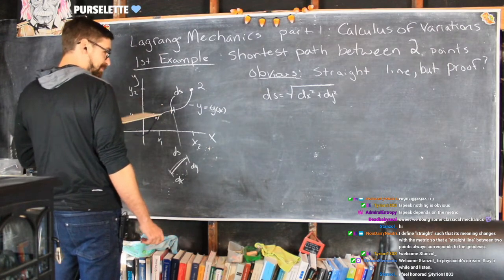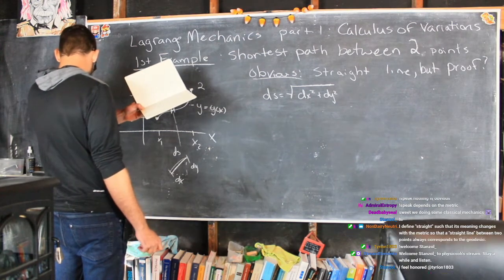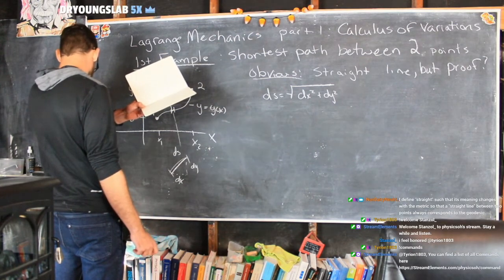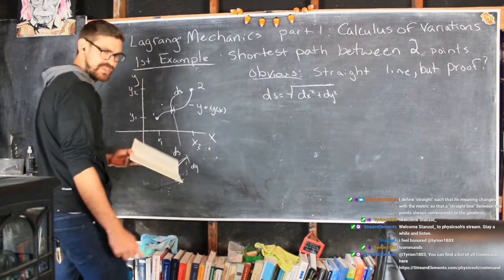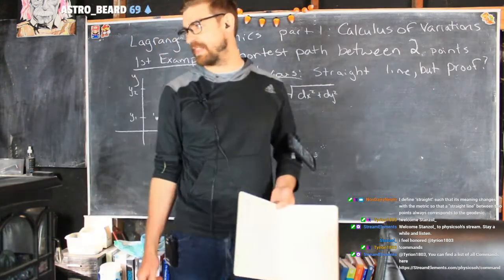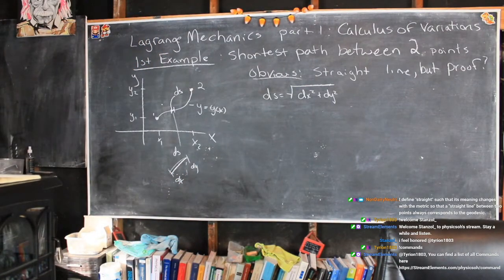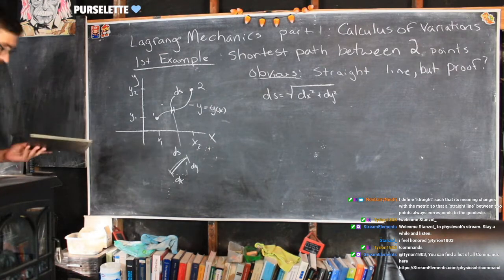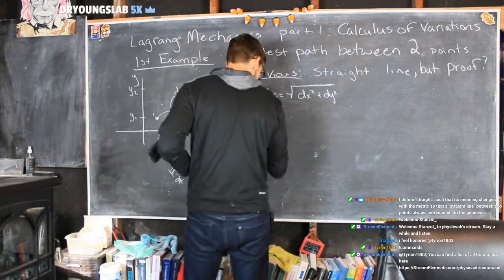we're going to have to build up some mathematics so that we can understand it. I define straight such as the meaning changes in the metric so that the straight line between 2 points always corresponds to the geodesic. Sure, and we'll get into geodesics next week, I think. But yes, that's a very good way to state it. Let's get to the little mathematics. Let's try to unpack these a little bit.